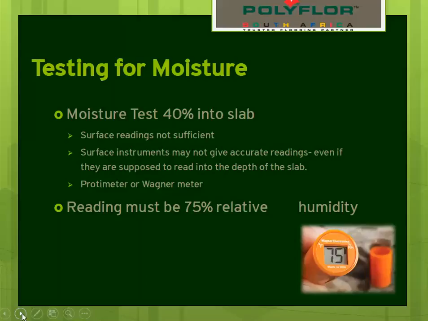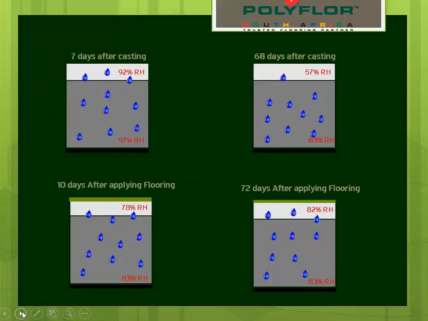Any reading over 75% relative humidity would be unsuitable to begin installation. The following case study will clearly indicate that the residual moisture deep in the slab has a significant impact on the success of the flooring installation. This experiment done in Australia was that 7 days after pouring the slab, the moisture readings were almost identical top and bottom of the slab.